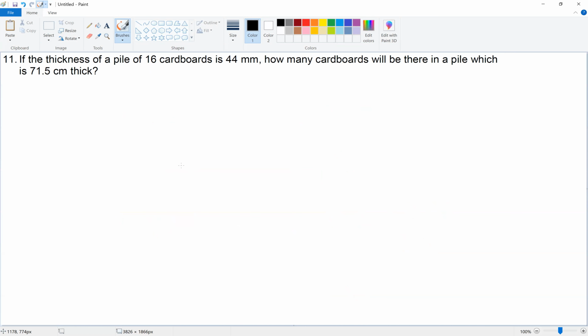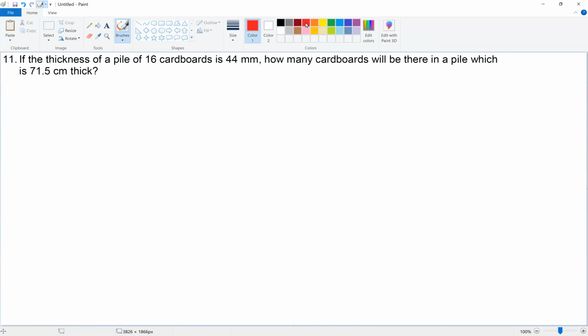Leela, 11. Number 11. Leela. So for this, if the thickness of a pile of 16 cardboards is 44 millimeters, how many cardboards will there be in a pile which is 71 cm thick?